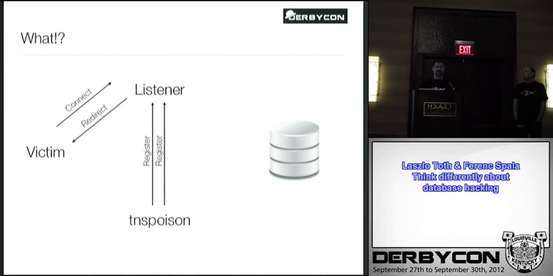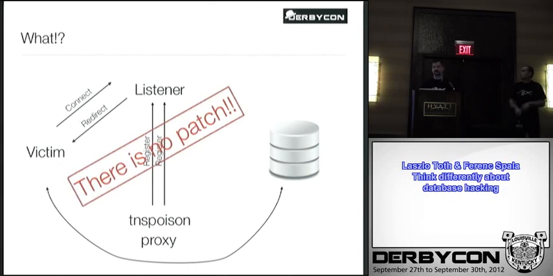And if you have the right tool, and the TNS poison proof of concept code has a proxy tool, you can forward every packet to the database server, so the connection goes through you, so you can do anything with it. And the main message: there is no patch for this one. And it won't be in the near future, or it will be in the next version of Oracle, which will come in the next month or until the end of the year.